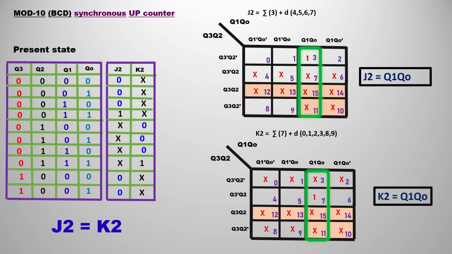And one more important thing, don't forget to fill 12, 13, 14, 15 as don't cares, because that helps our grouping much easier. Because we can make largest groups with the help of that. If you forget, we cannot have the minimal expression.